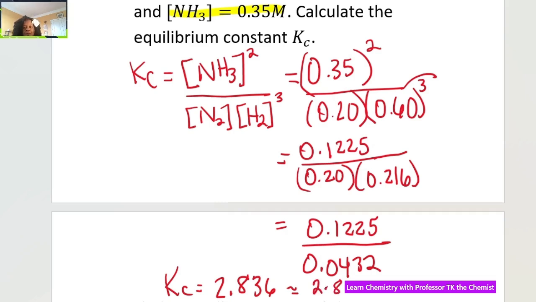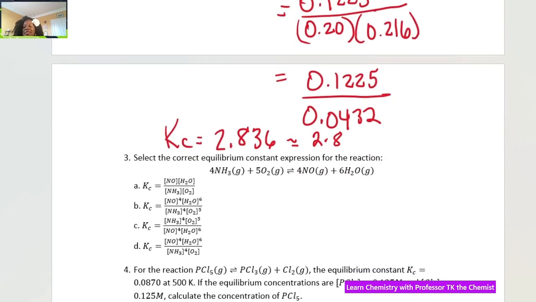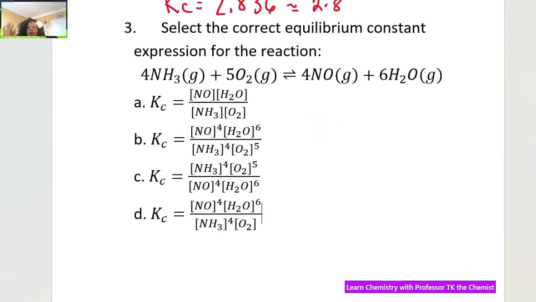2.8 is the answer. Okay, so now let's go to this next example, number 3. All right, now remember, for an equilibrium expression, in order to set it up, you've got to make sure you've got the right things in place. Remember, we do not consider solids nor liquids. In this case, we don't have solids nor liquids. But you also know that the formula is products over reactants. So the products are on the right side. The reactants are on the left side.